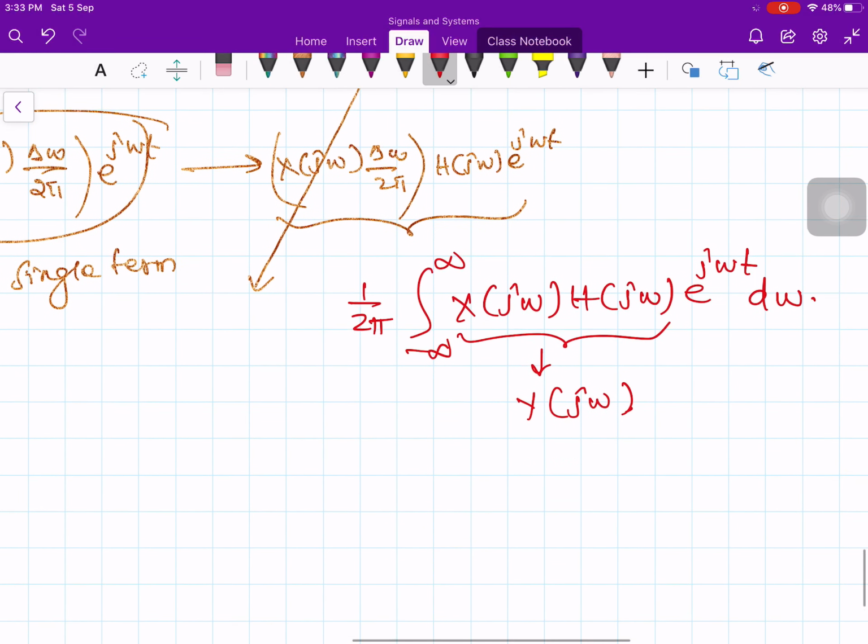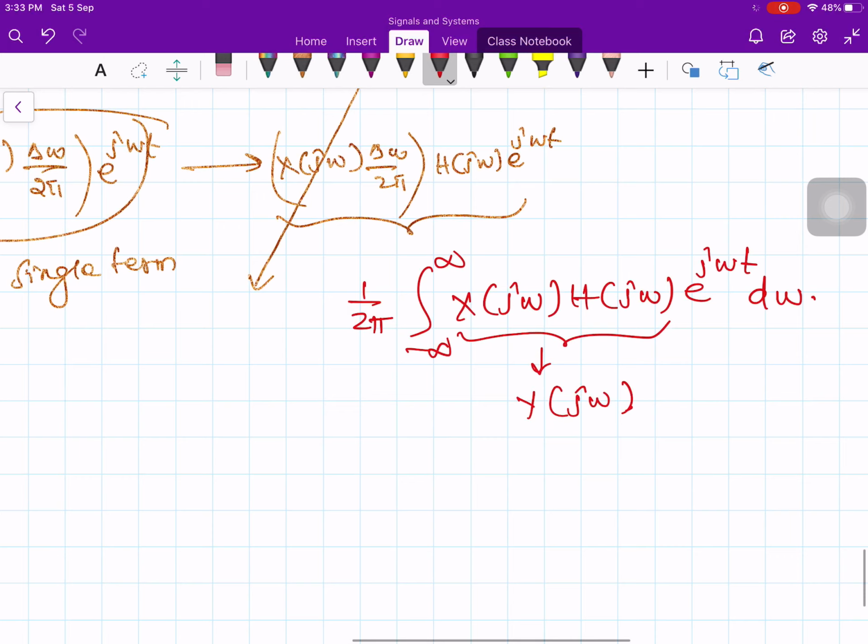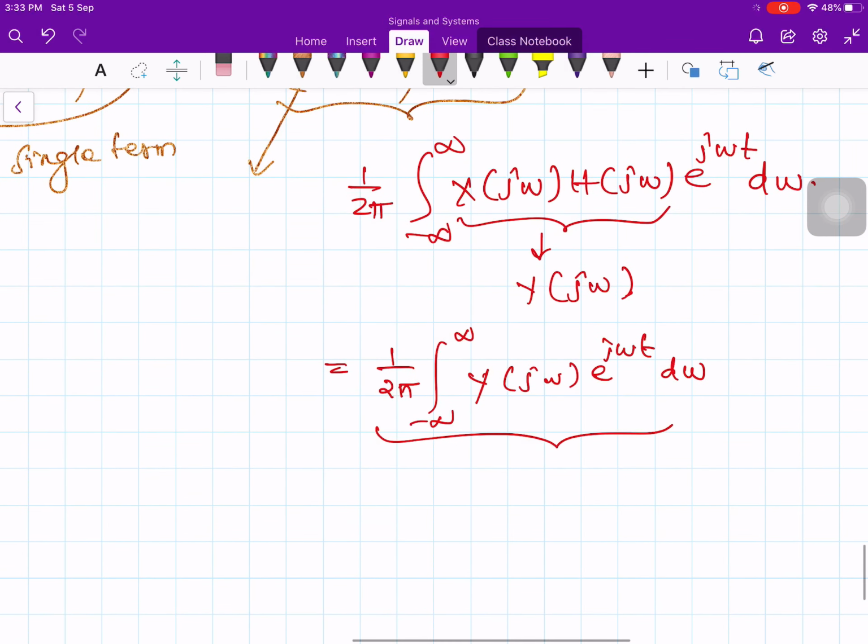So this is 1 over 2 pi integral from minus infinity to plus infinity of Y of j omega e to the j omega t d omega. Now what is this? This is the inverse Fourier transform of Y of j omega. Don't you see that this is precisely the definition of the inverse Fourier transform of y of t? Therefore, this is the response of the system y of t.